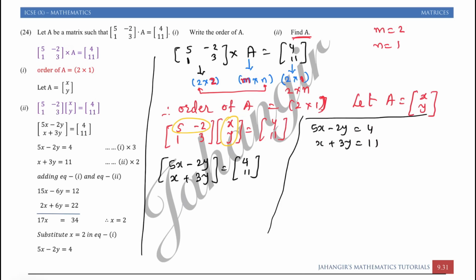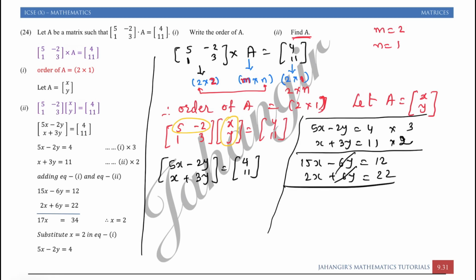When we have comparable matrices, you can compare both sides to find the x and y values. Now this is quite simple. Here I will multiply by 3, and this I will multiply by 2. So 5 3s are 15x minus 3 2s are 6y is equal to 4 3s are 12, and 2x plus 6y is equal to 22. Solving the equations, 17x is equal to 34. So therefore x is equal to 2.